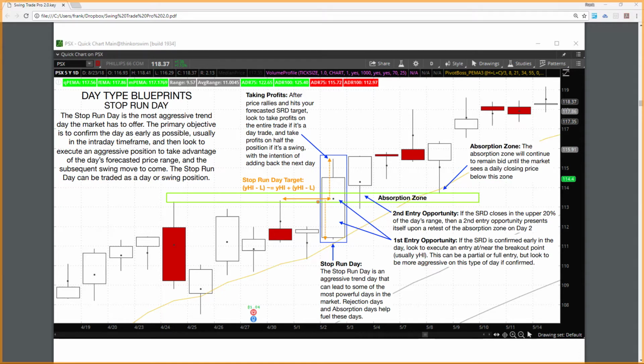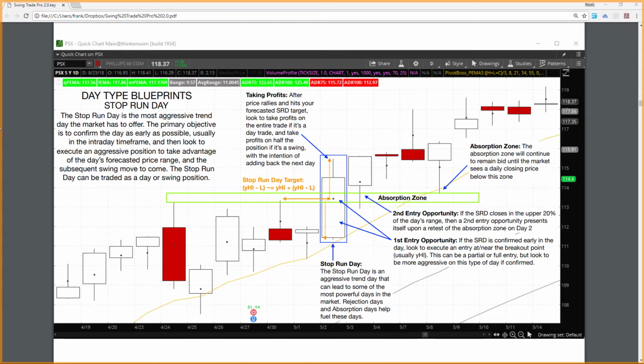So again, on those stop run days, where I am very confident that this is a stop run day, let's get in on that one and let's hold it for the rest of the day, I will usually allocate my most aggressive trades for that type of day. Secondly here, if the stop run day closes in the upper 20% of the day's range, then a second entry opportunity presents itself upon a retest of the absorption zone on day 2.